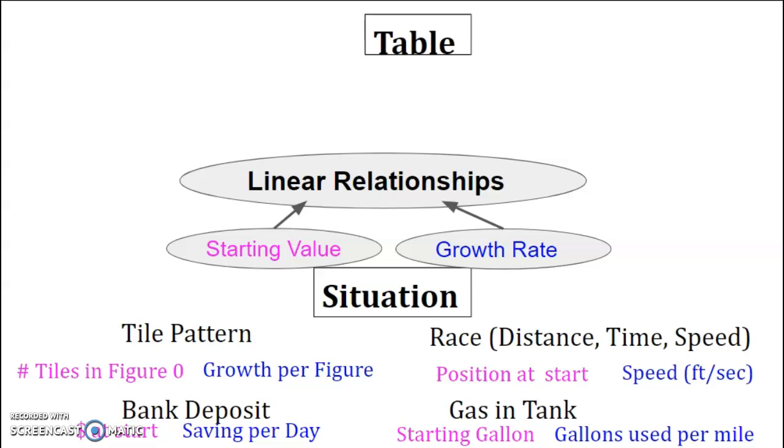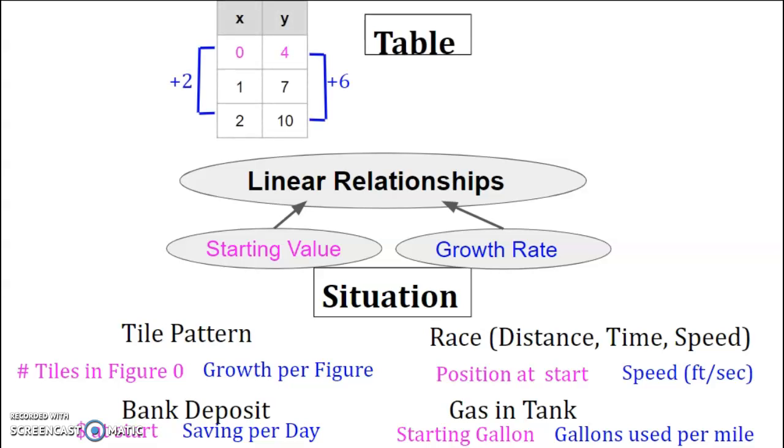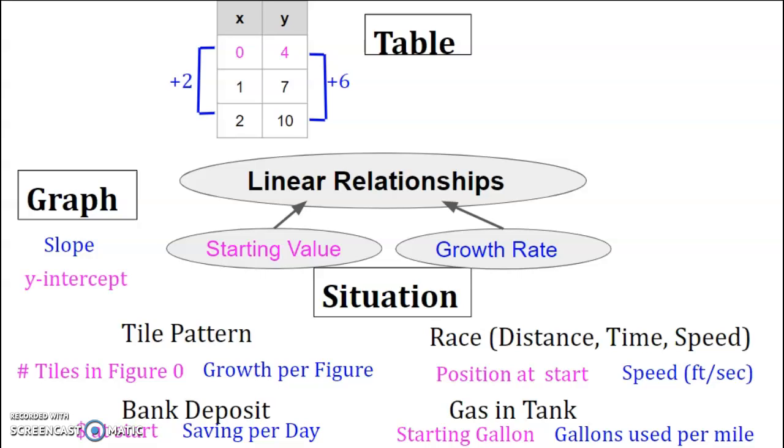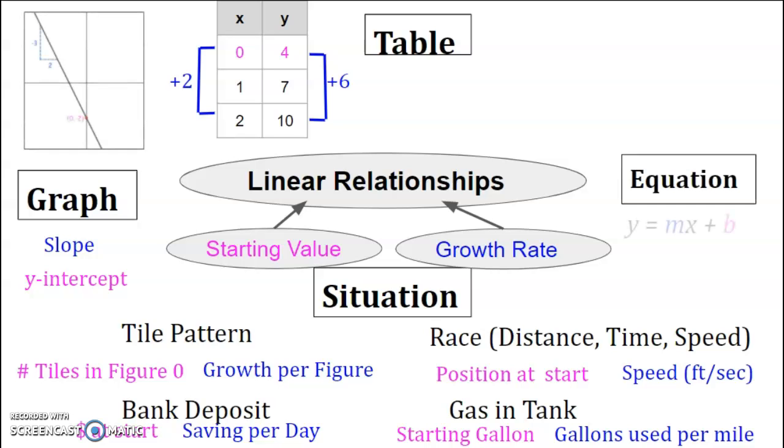Okay, so when you look at a table, you can figure out the growth rate by figuring out how much x is changing and how much y is changing. Growth is always delta y over delta x, or slope is always that. And on a graph, you can figure out the slope and y-intercept. Slope is the growth rate, y-intercept is the starting value. And then finally, the equation is going to be y equals mx plus b, where m is the slope and b is the y-intercept.